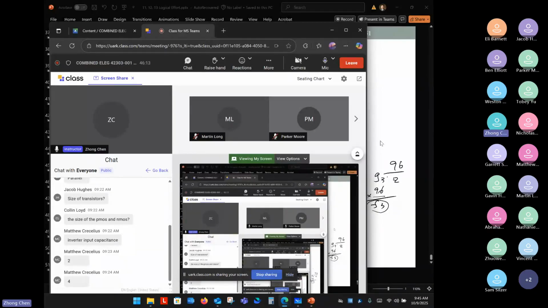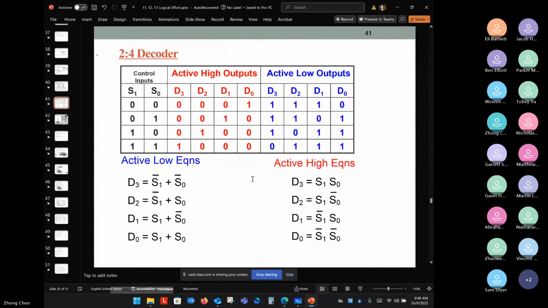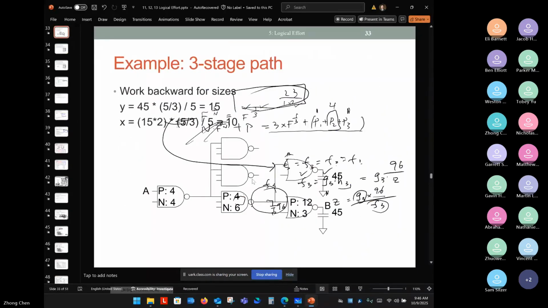Okay, yeah. So the midterm exam will include all the materials until this logical effort estimation, and the path effort, for example. Especially something like this, right?